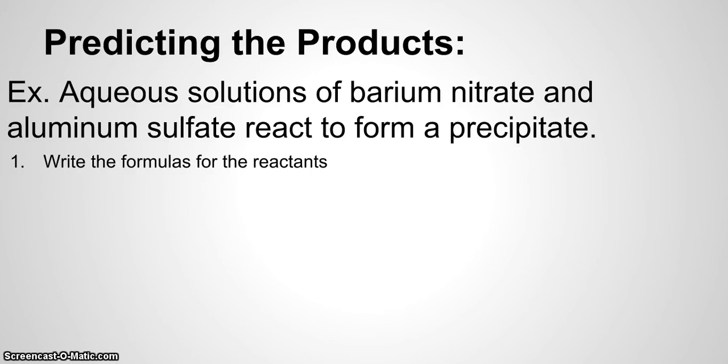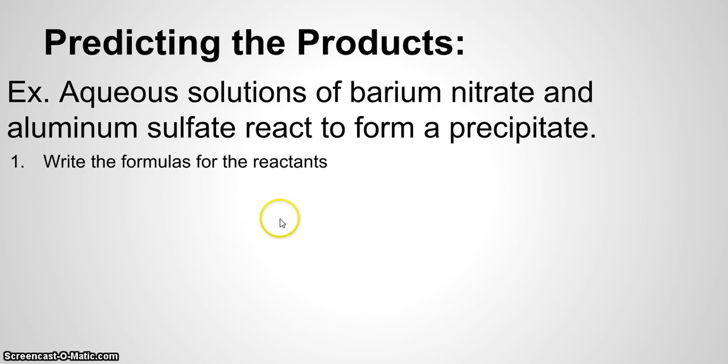Okay, so let's go through the steps for predicting the products of a double replacement reaction. We're going to work through an example together, and our example says aqueous solutions of barium nitrate and aluminum sulfate react to form a precipitate. So in the end, we're going to know what the precipitate is. We're going to have a balanced equation to show the chemical reaction that makes that specific precipitate.